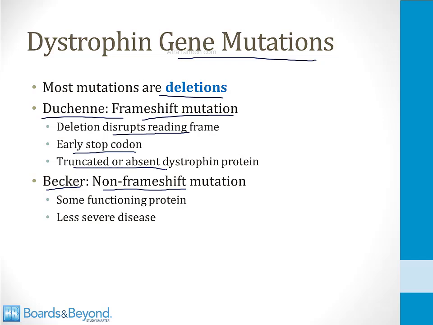In contrast, children born with Becker muscular dystrophy have a non-frame shift mutation. Thus, they typically have some functioning protein, and therefore this tends to be a less severe disorder. So even though both disorders involve deletions of the same gene, what distinguishes them and why one form is more severe than the other has to do with whether or not the deletion is a frame shift mutation.